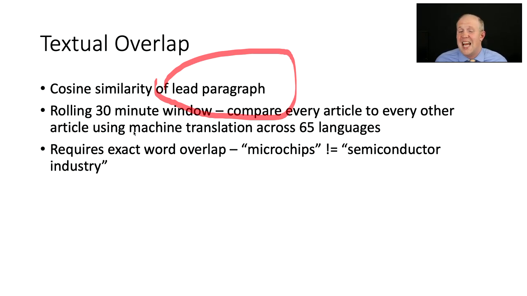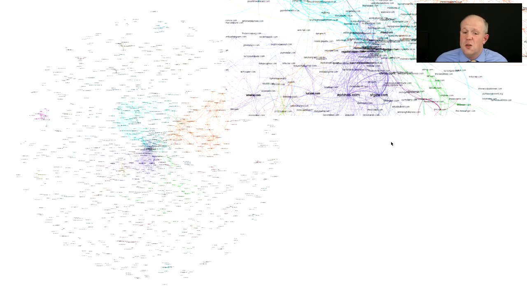And we just tally up a huge data set of: here's a news article, and here's every other article in the last 30 minutes and how similar it was to this one. And that's very, very powerful, but it does require exact word overlap. So for example, if one article talks about microchips and the other about the semiconductor industry, it won't know that those are similar. But it does allow us to do very powerful things.